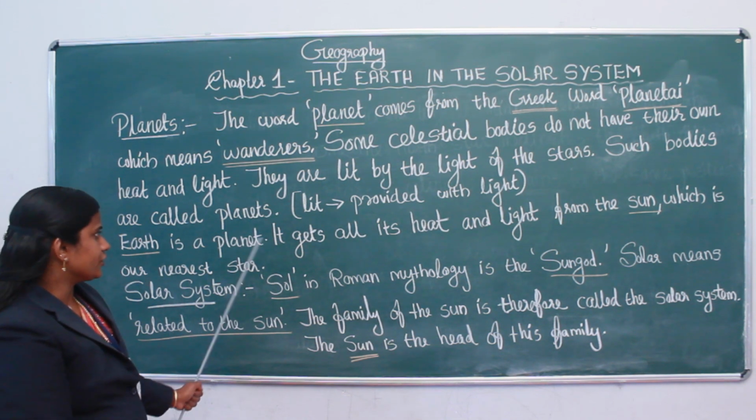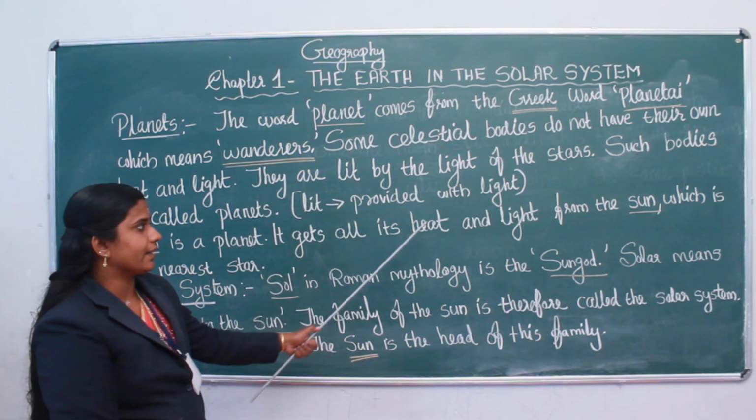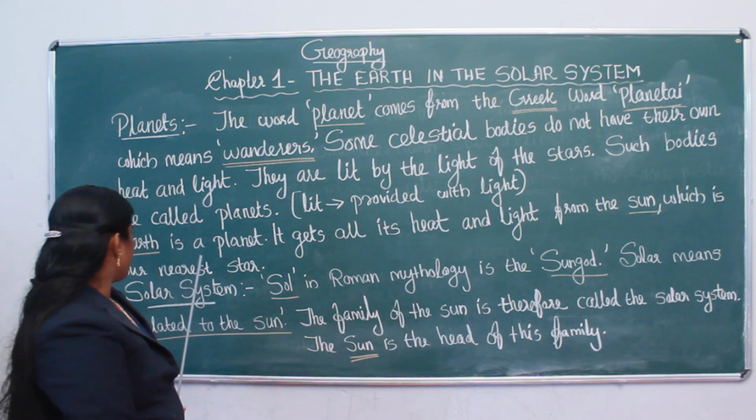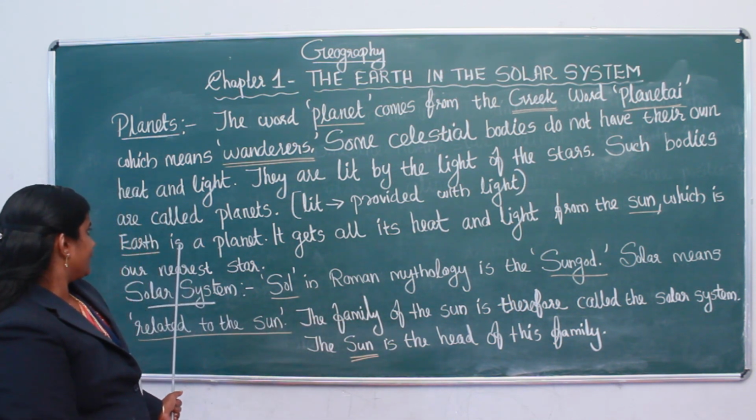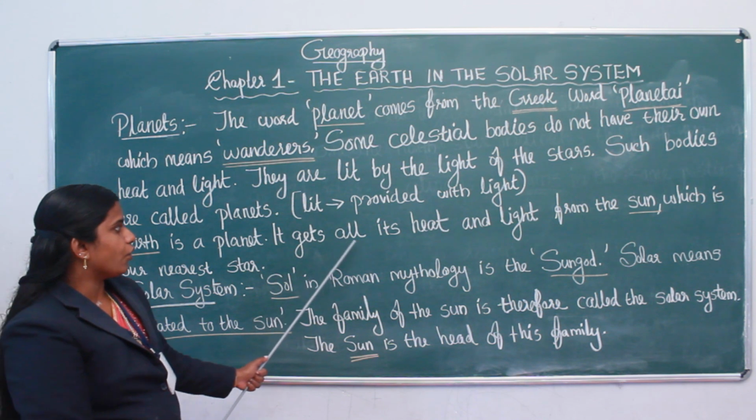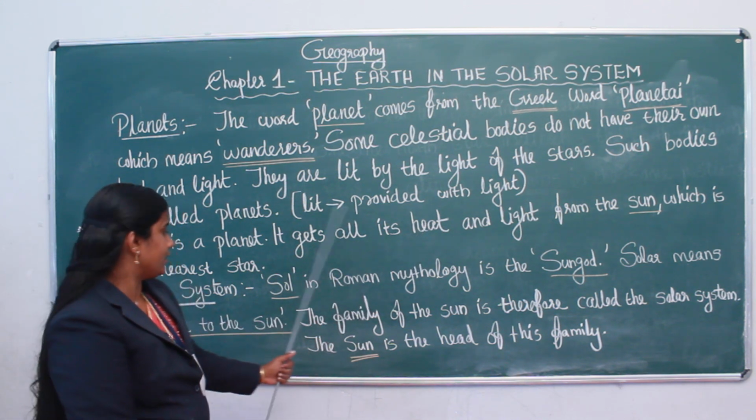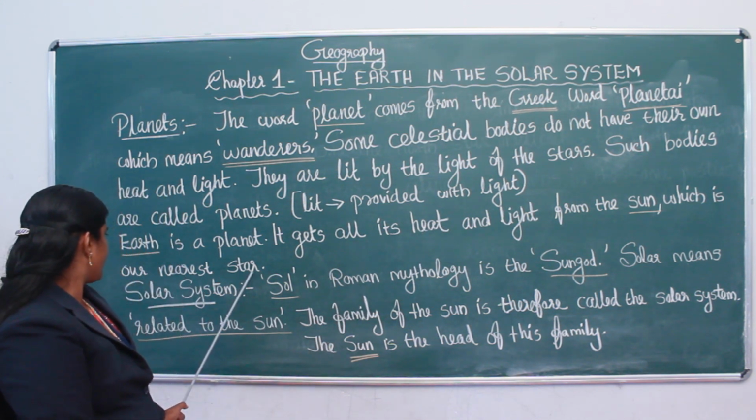Earth is a planet. It gets all its heat and light from the sun, which is our nearest star.